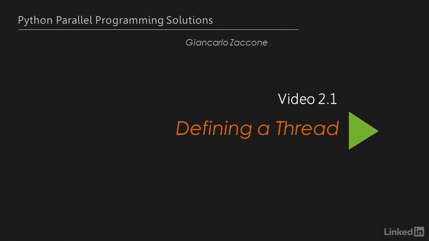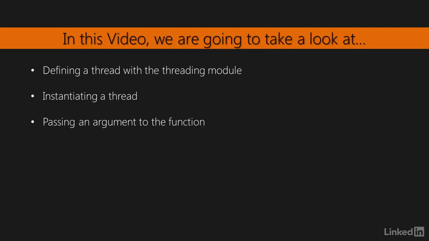Welcome to the first video of this section, titled Defining a Thread. In this video, we'll define a thread with the help of the threading module. Further, we'll see how to instantiate a thread. Finally, we'll pass an argument to the function.